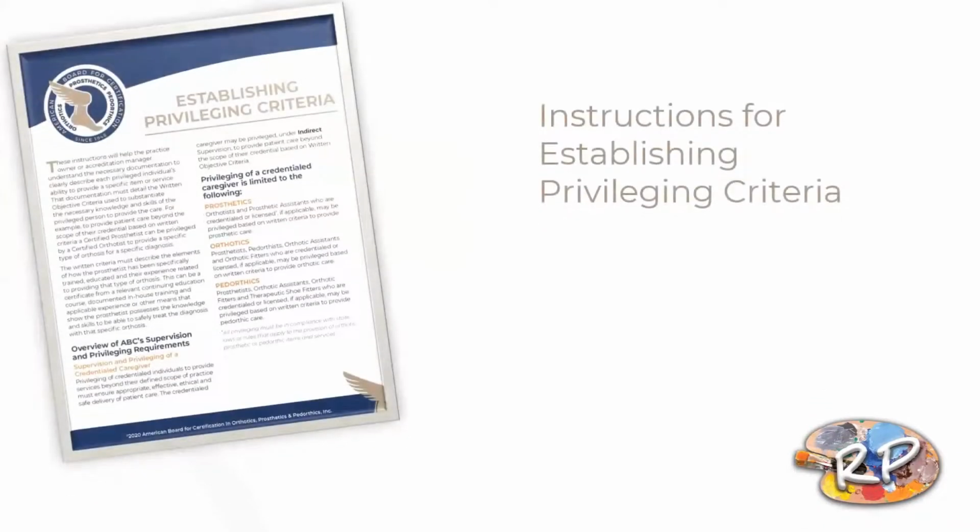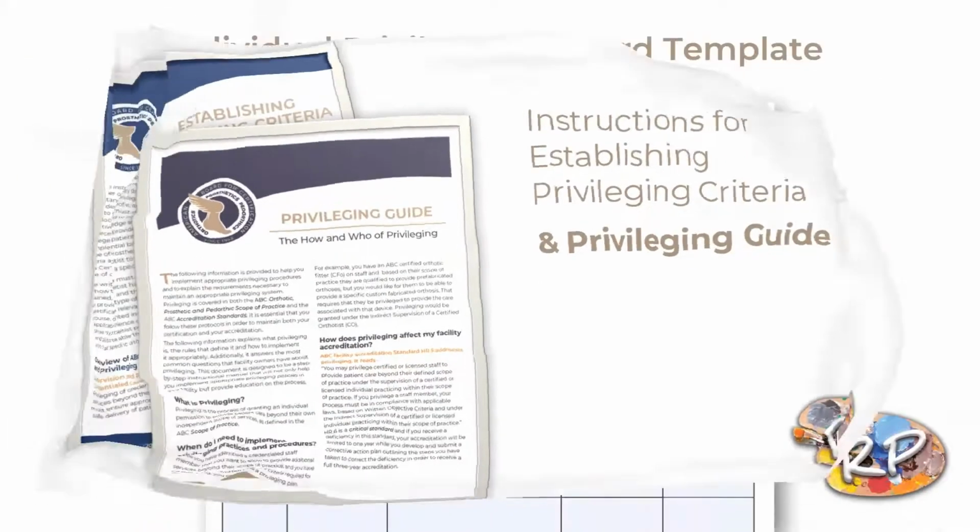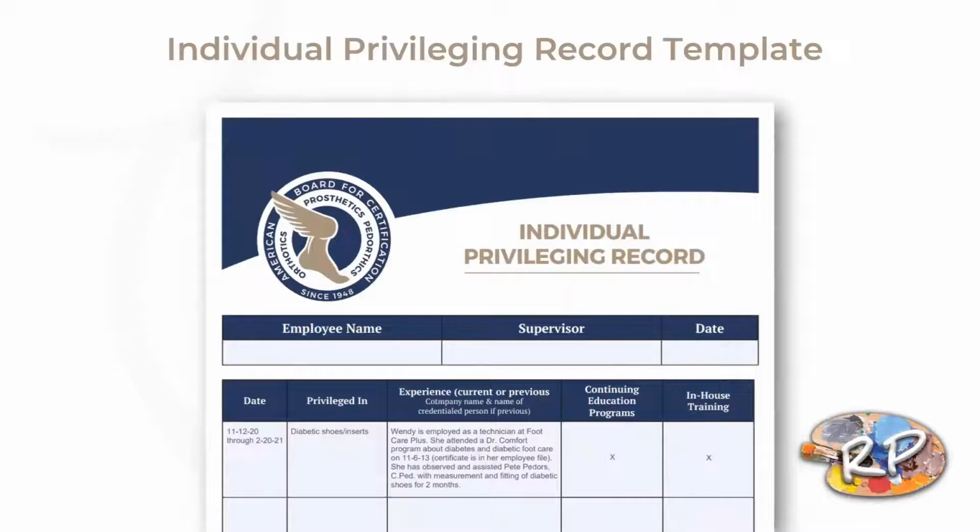The first is on establishing privileging criteria and the privileging guide. We even have an individual privileging record template for you to use. There's the employee's name, the supervisor, the date, what they're privileged in, their experience, their continuing education. Yes, you still need to have continuing education if you're being privileged, and their in-house training. This is one of those 27 charts and forms and templates we have provided for you.